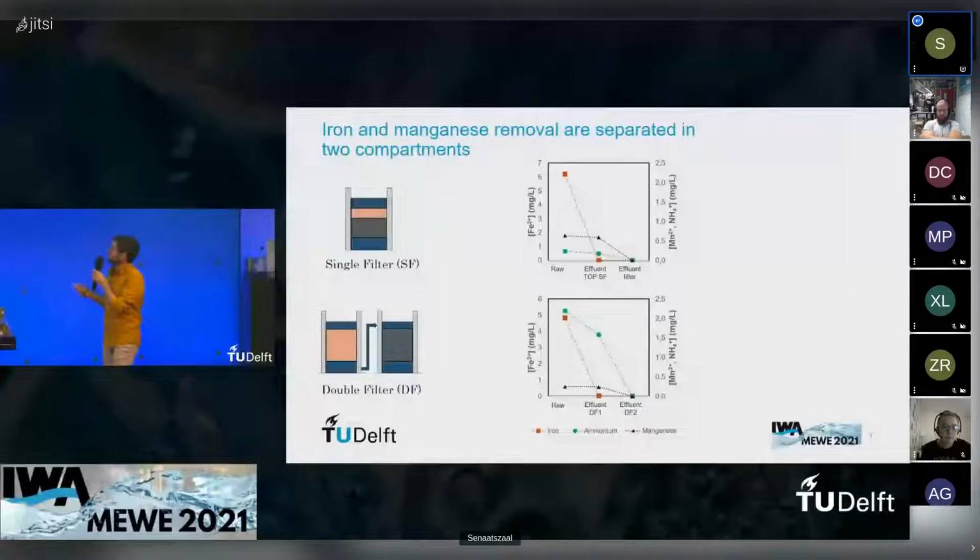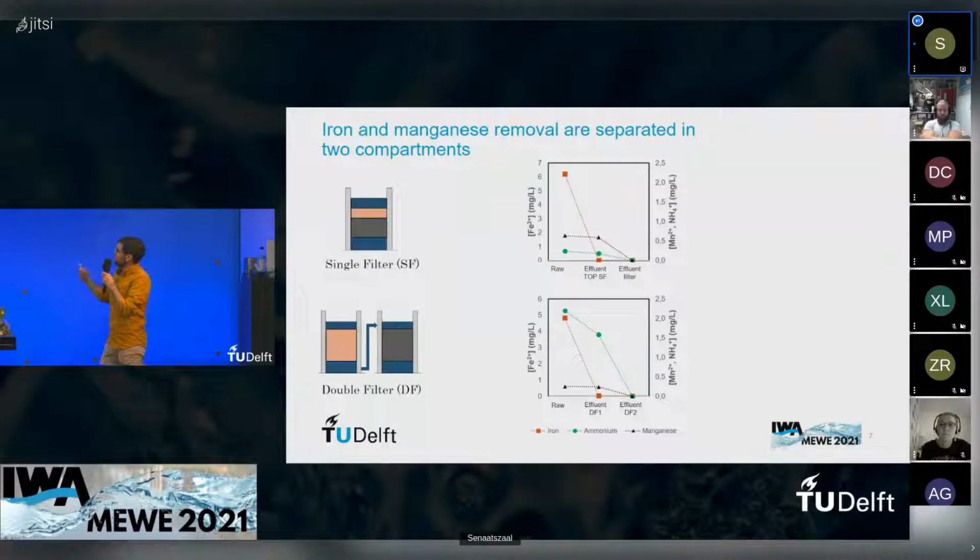Partially is a bit too much. A little bit of ammonia was removed in the first section, but most of it happened also after complete iron oxidation. So now I'm going to focus on, so we see again the compartmentalization. In the first section of the filters, iron is removed. In the second section of the filters, manganese and ammonia are removed, even though the filters are theoretically completely different.